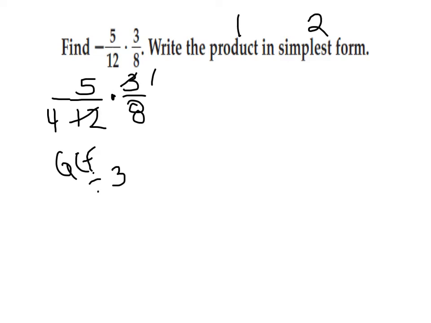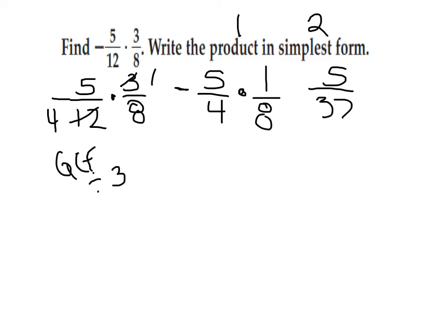So now I have 5/4. And don't forget there's a negative. And then I have 1/8. So I'm going to go ahead and multiply those together. I get 5/32. And a negative times a positive is a negative. So my answer is negative 5/32.